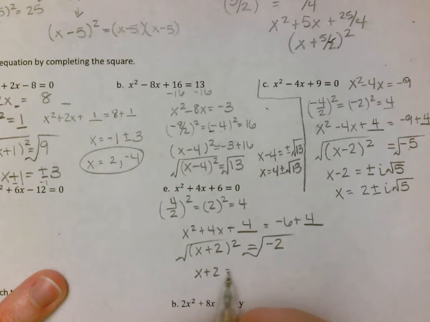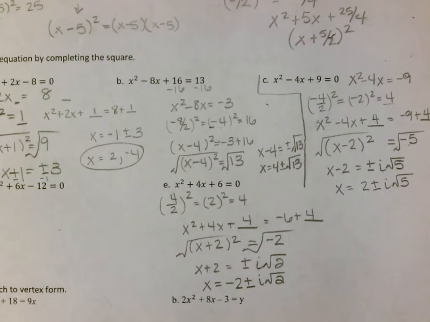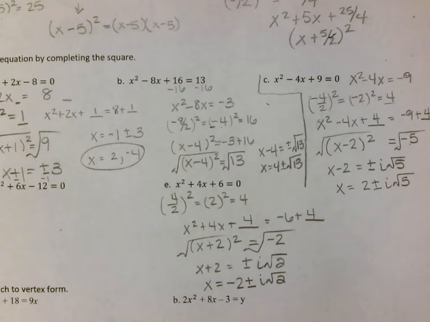X plus 2 equals plus or minus i square root of 2. The reason why it's i is because it's the square root of a negative number. i makes that imaginary part come out so we can have a square root of 2. Subtract 2 on both sides. X equals negative 2 plus or minus i root 2. So that is when you're solving by completing the square.